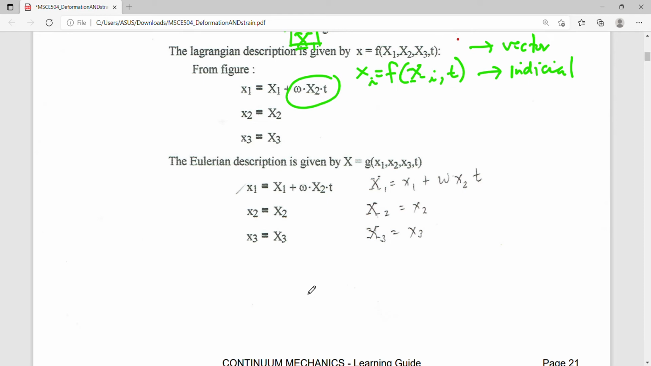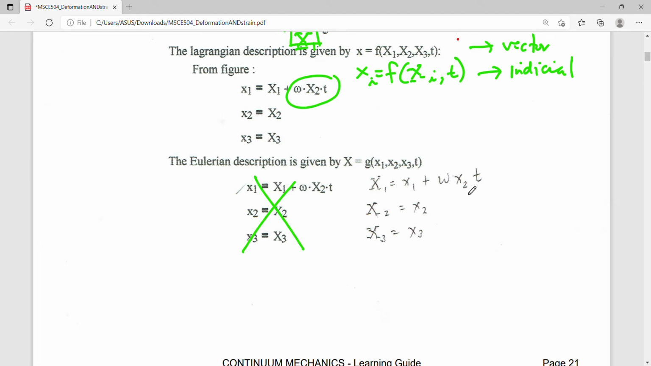And if you want to take the inverse description from Eulerian to Lagrangian, we simply take note of this value. Okay, so I'd like to apologize, there's an error here from copy and paste. So this must be capital X1 is equal to small x1 plus omega X2 t.